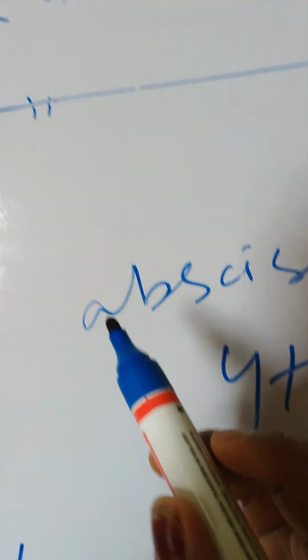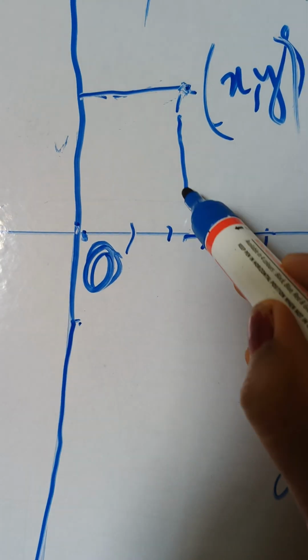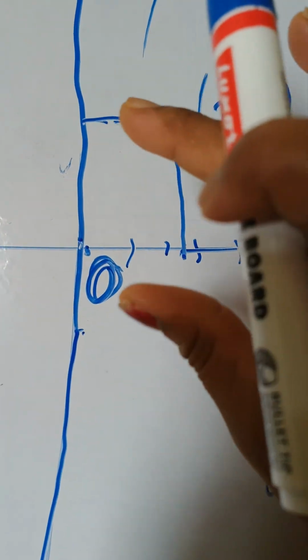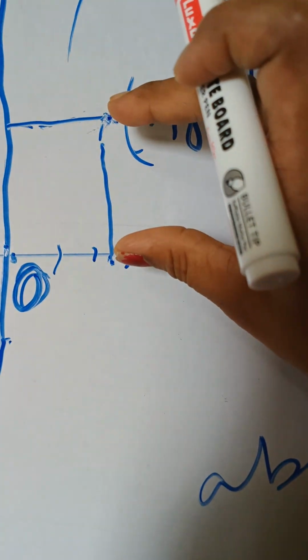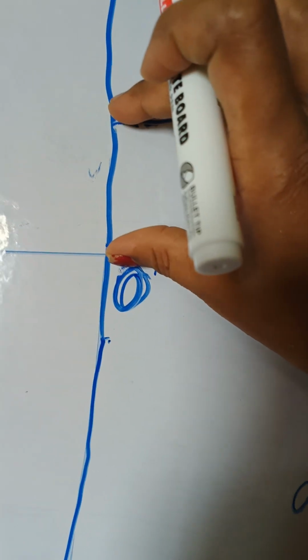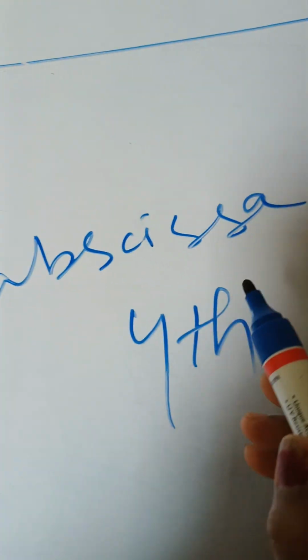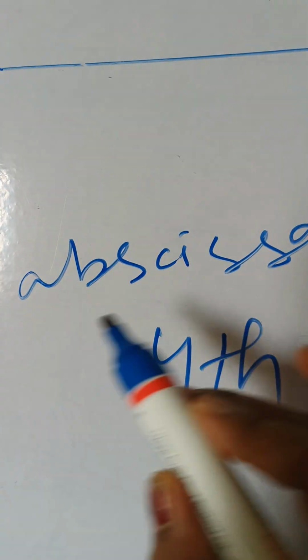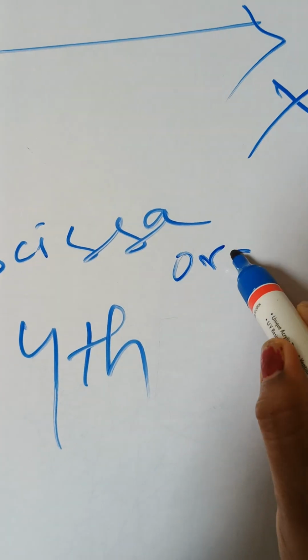And the other one is the y coordinate. What is the y coordinate? The distance of a point from the x-axis is known as the y coordinate. But why is it called the y coordinate? Because this much distance can be found out only from the y-axis. That's why it is called the y coordinate. So the x coordinate is called abscissa and the y coordinate is called ordinate.